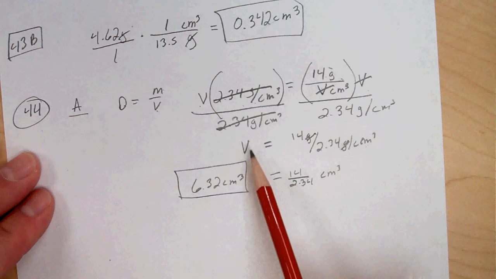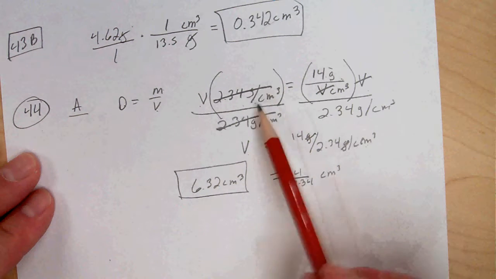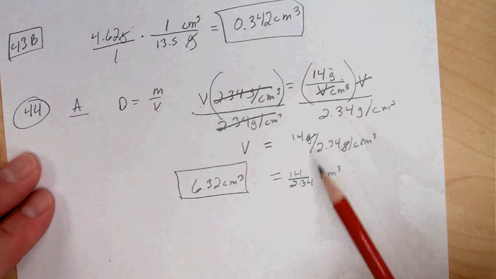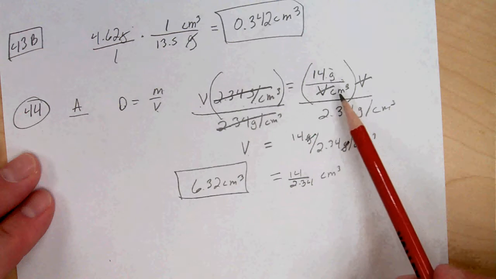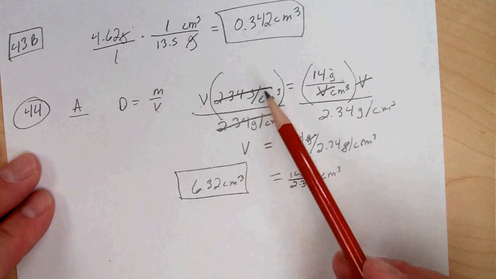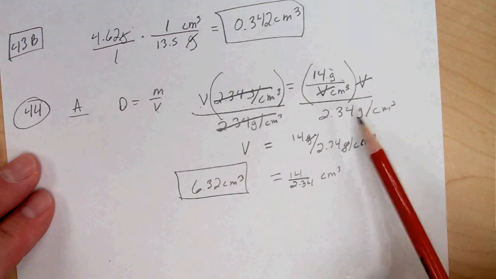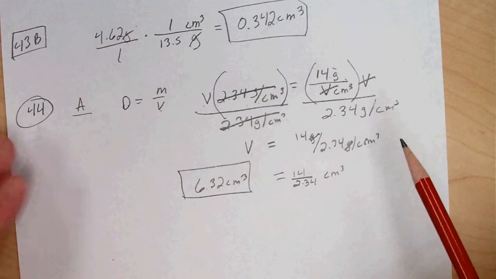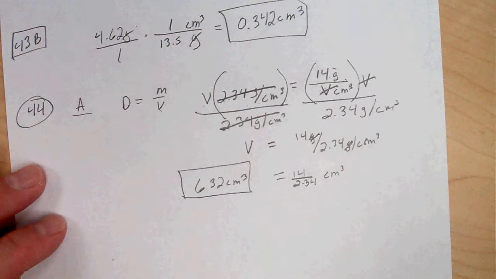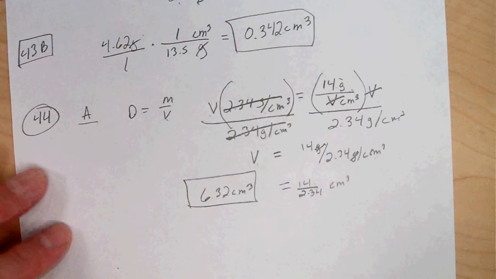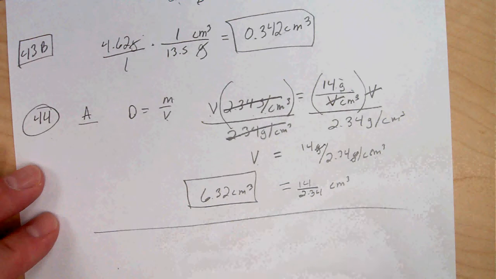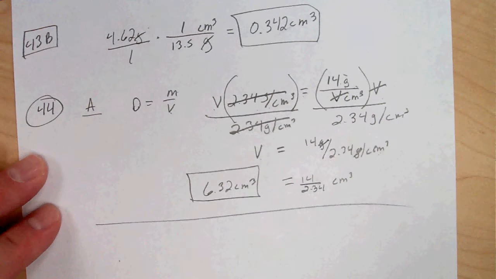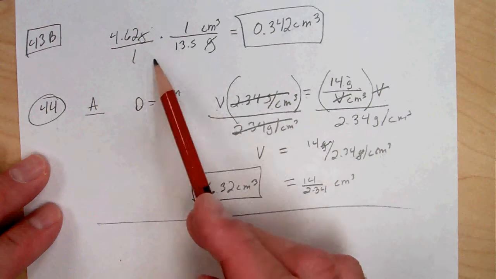Just to review, there were multiple steps here, and you can see it's a little confusing to cancel volume, get it over there, then divide by the density, get it over there, and you can see how using dimensional analysis might make more sense here. Let's try letter B, and you can see right up here is my answer for letter B.